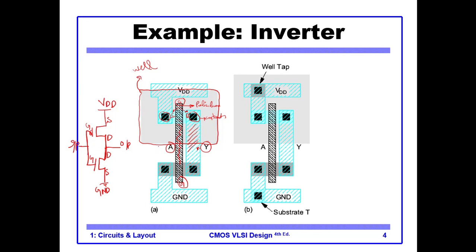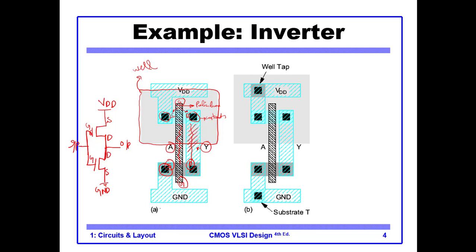So this is our A, and our output is this one. This one is our output, which shorts the drain of the PMOS with the drain of the NMOS. And you can see that the source of the NMOS is in contact with the ground. So this is the overall structure.